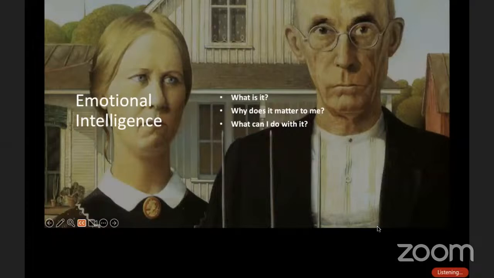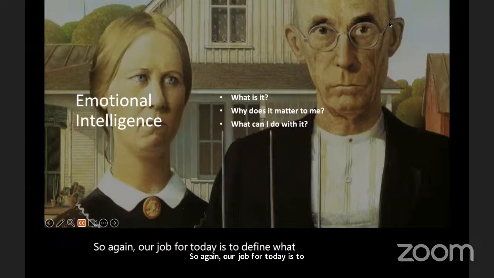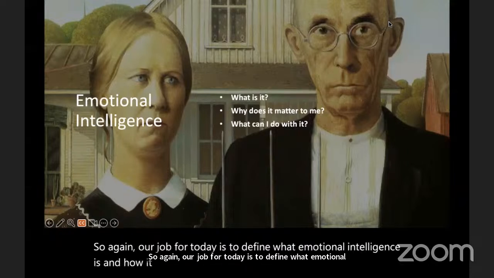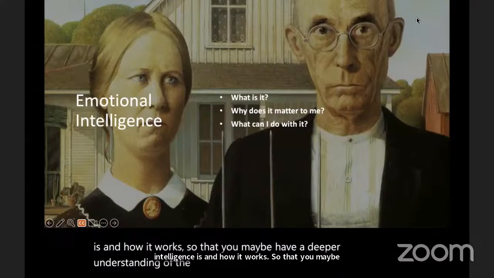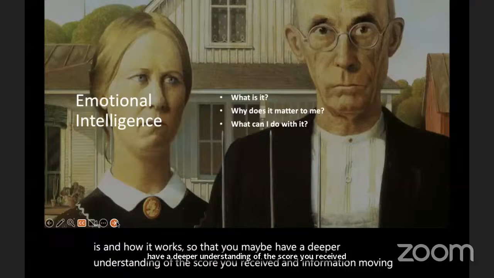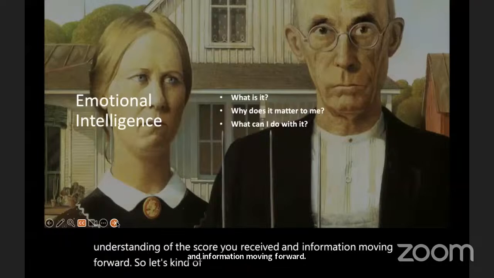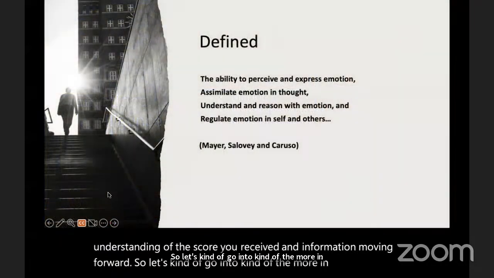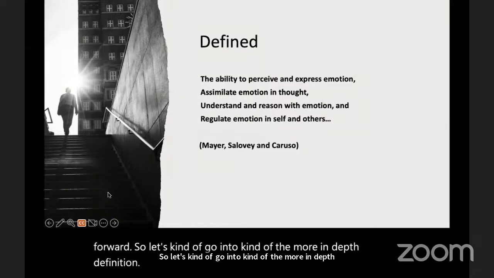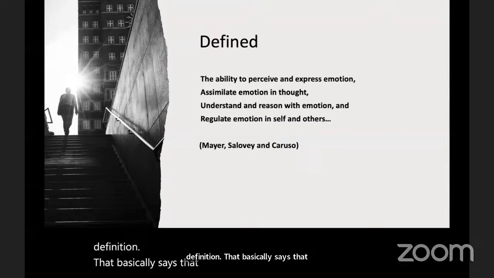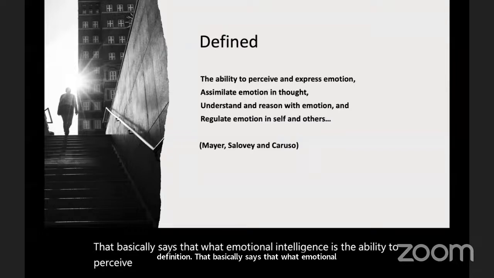So again, our job for today is to define what emotional intelligence is and how it works, so that you maybe have a deeper understanding of the score you received and information moving forward. So let's go into the more in-depth definition, which basically says that emotional intelligence is the ability to perceive and express emotions.